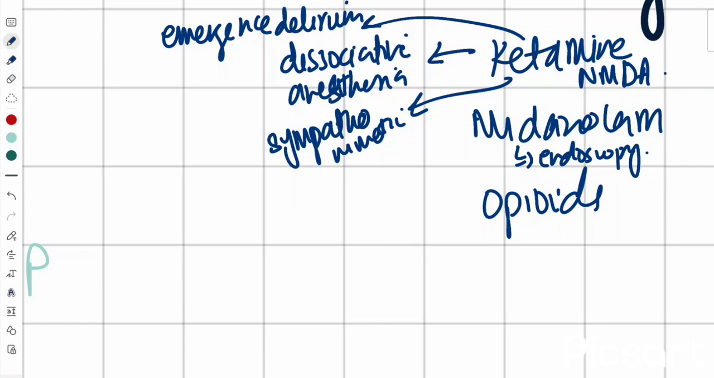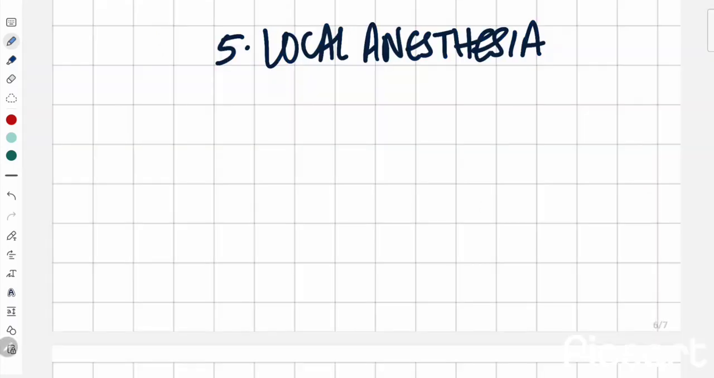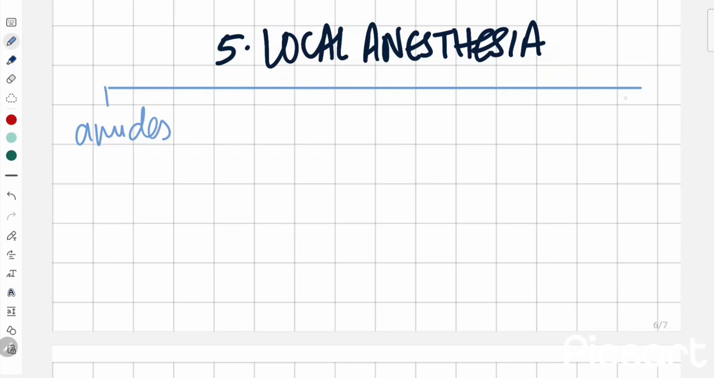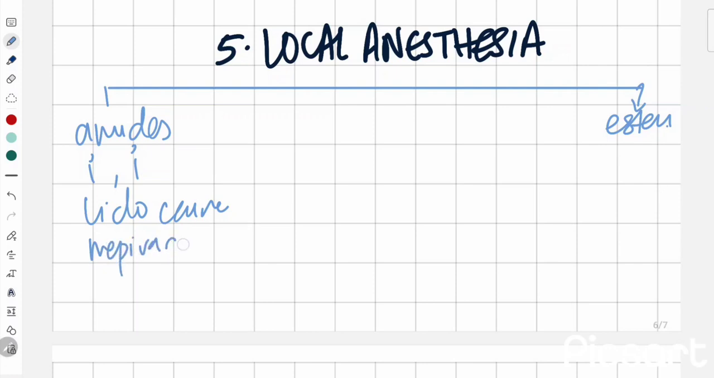Let's do local anesthetics. The local anesthetics are of two types: amides and esters. Amides are with a double I. Like lidocaine has two I's in it, and then we have mepivacaine, bupivacaine, ropivacaine.